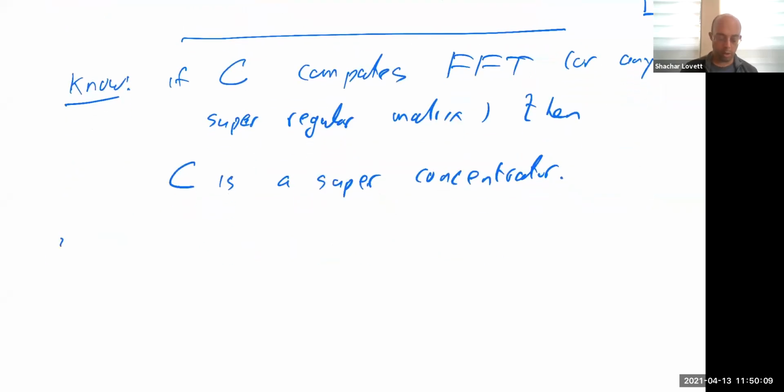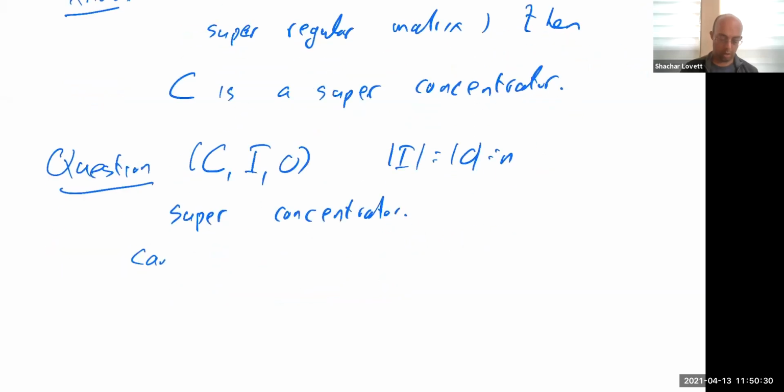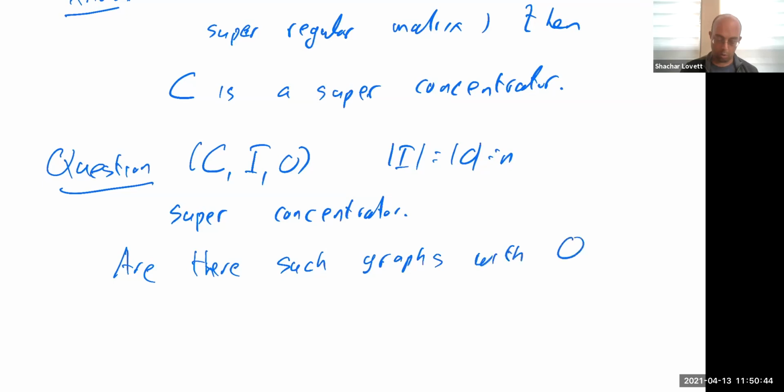Right, and now here's going to be the main question. So again, think of C with these inputs and outputs. It is a super concentrator. Okay. Are there such graphs with order n edges? Right, that's going to be the main thing we try to prove, or disprove.